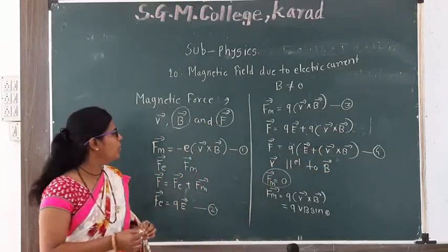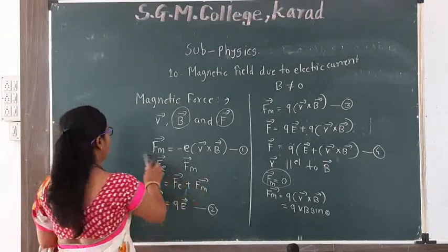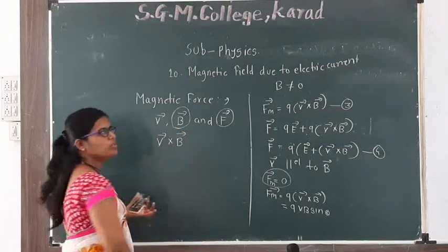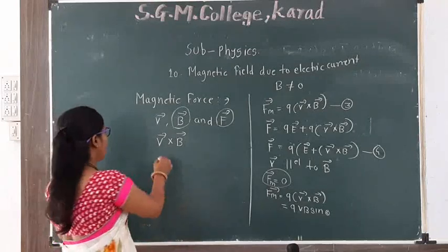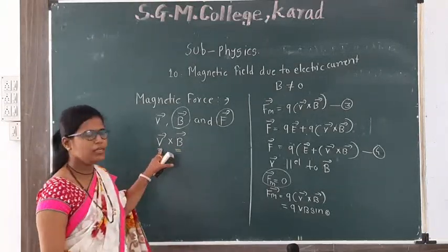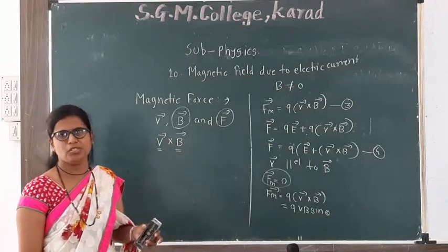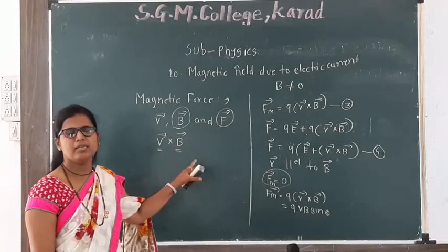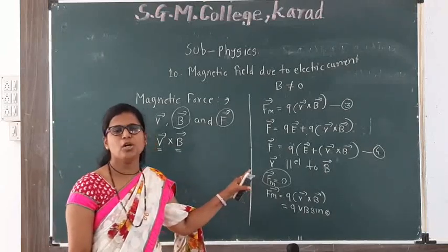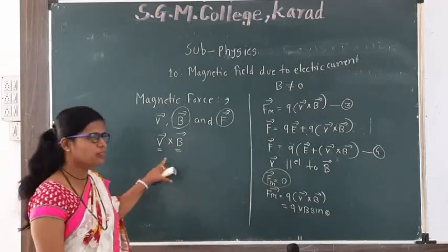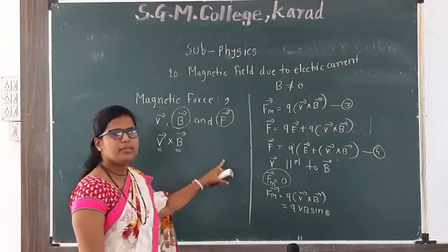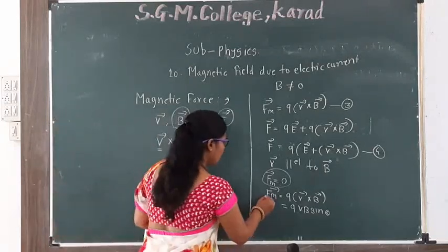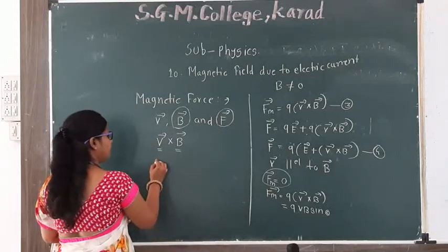Now from this relation we can say that when vector v cross vector B, both are perpendicular to each other, the magnetic force on the charged particle is independent of the motion of the particle, and this never affects the work done. Therefore, we can write this equation.